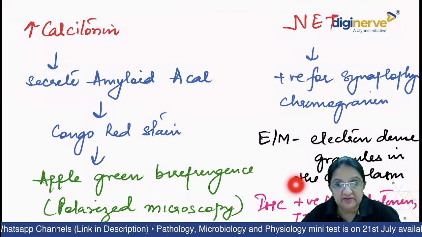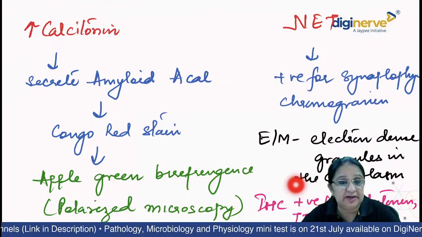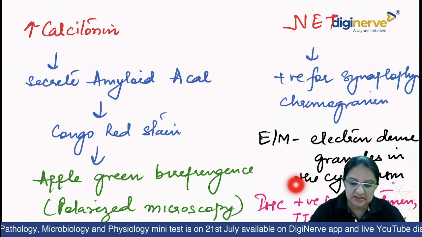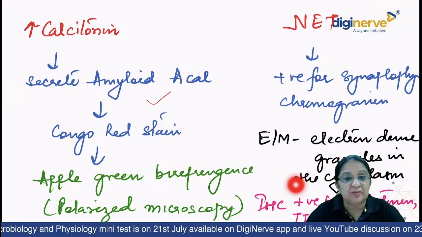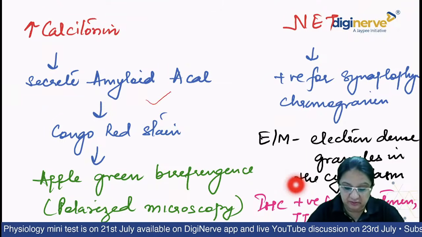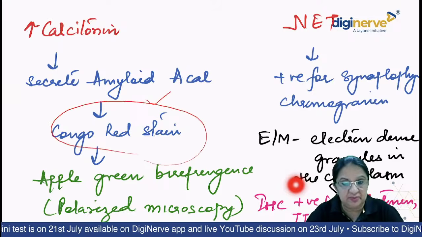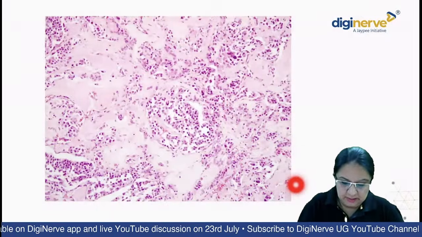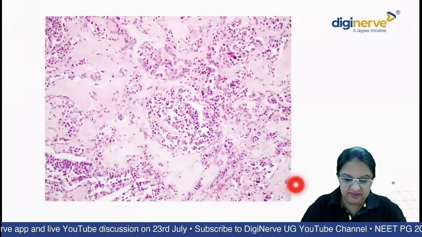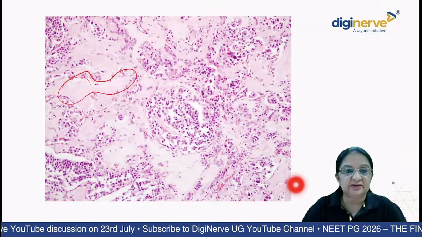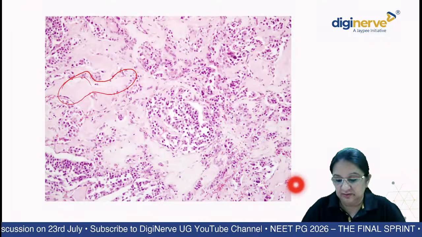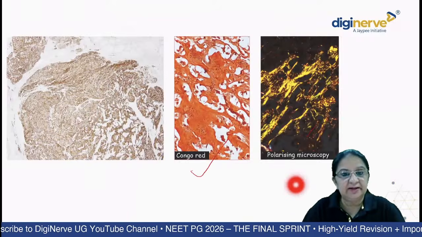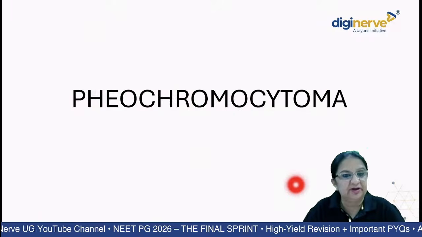Okay. We have calcitonin. What is calcitonin? Medullary thyroid cancer secretes calcitonin. It secretes your amyloid A associated protein. So that is why you see Congo red stain positivity, apple green birefringence, right? Wherever you see pink amorphous material in a thyroid cancer, it's medullary thyroid cancer. This will stain positive for Congo red and apple green birefringence in polarized microscopy.